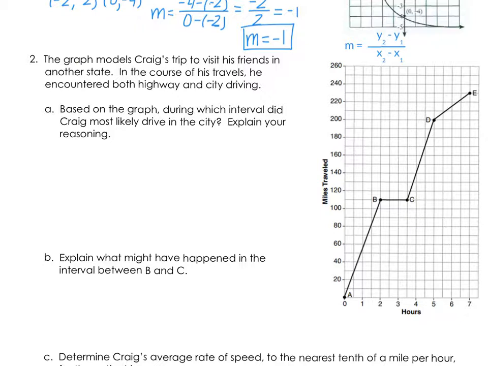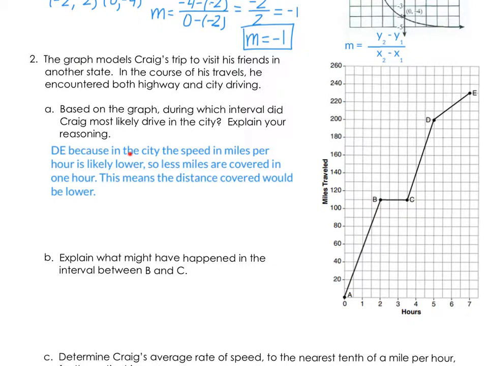So that's what we would write for this one. I just said DE because in the city the speed in miles per hour is likely lower, so fewer miles are covered in 1 hour. This means the distance covered would be lower. And remember that we're talking about how many miles, that's a rise, covered per hour. So that's slope. This is talking about the slope of the line.